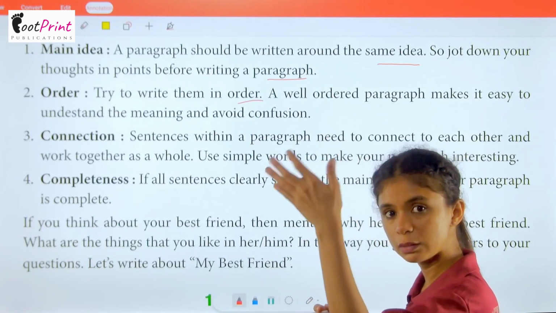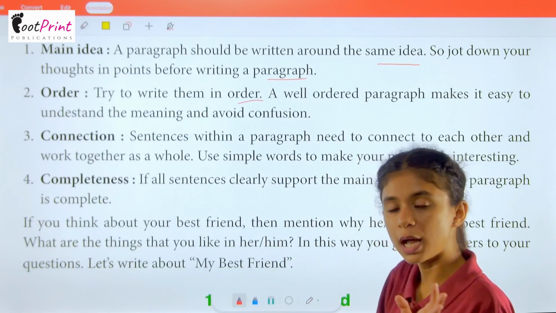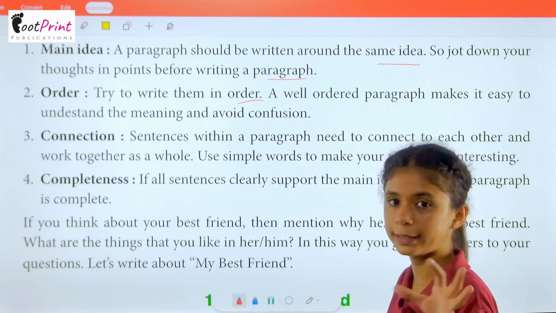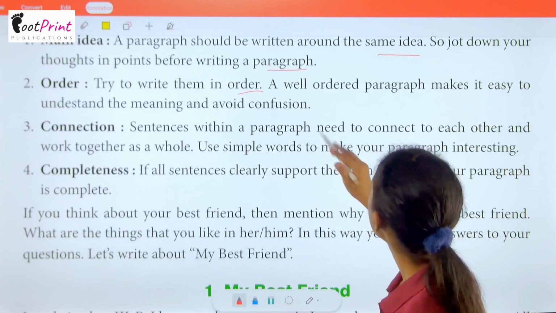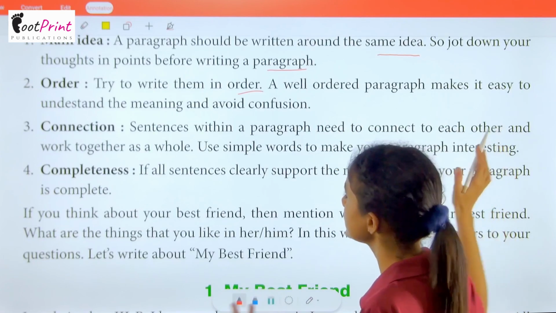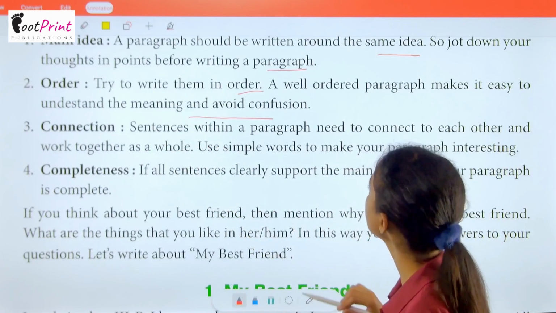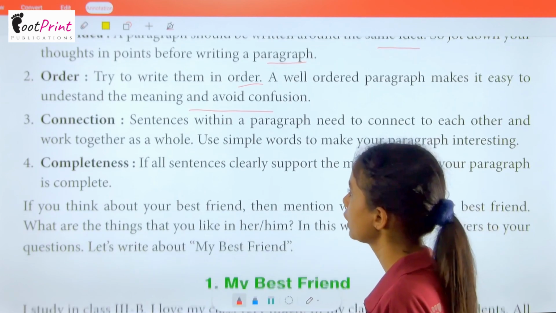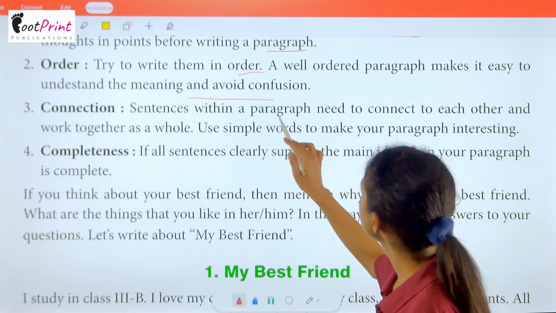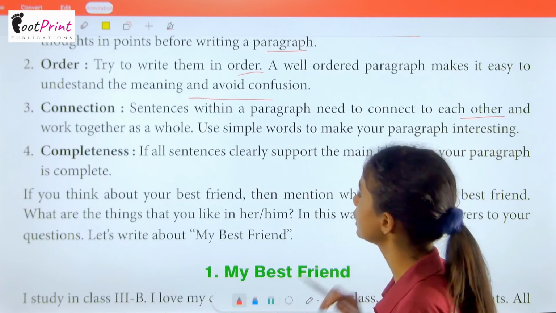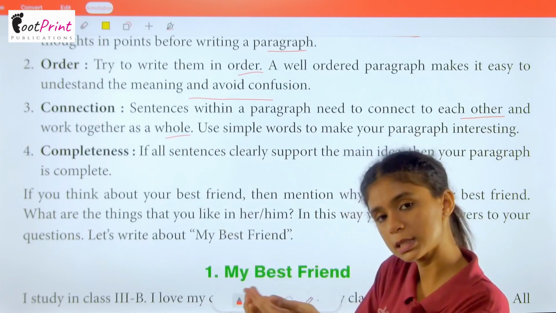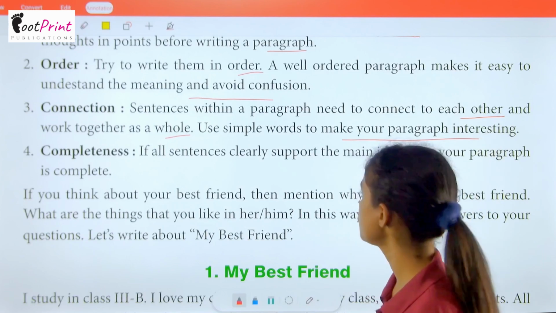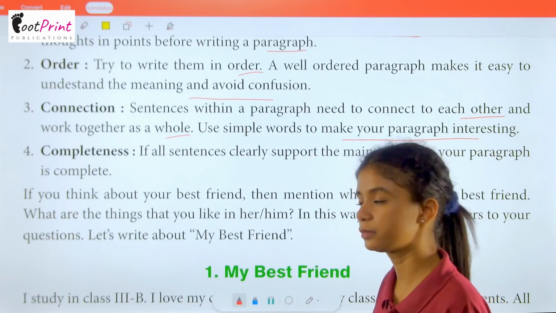You have to keep everything one by one, right? You cannot do the last thing first or put the thing that comes in the middle at the end. It does not work like that. A well ordered paragraph makes it easy to understand the meaning and avoid confusion. Connection. Sentences within a paragraph need to connect to each other and work together as a whole. Use simple words to make your paragraph interesting.